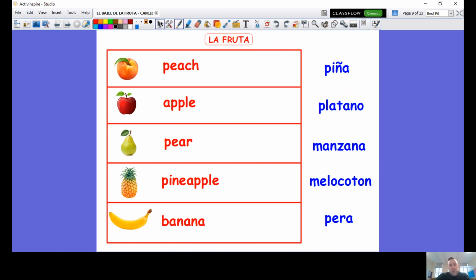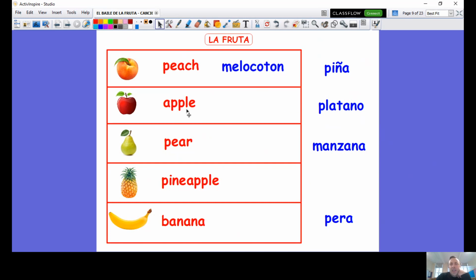Now, just before we continue to learn the song, who can remind me what the fruits are in Spanish? So this one here is a peach. Just tell me, stop, when you hear the Spanish word for a peach. Piña, plátano, manzana, melocotón. Oh, was that a stop? Excellent, well done. Muy bien, our peach is melocotón.